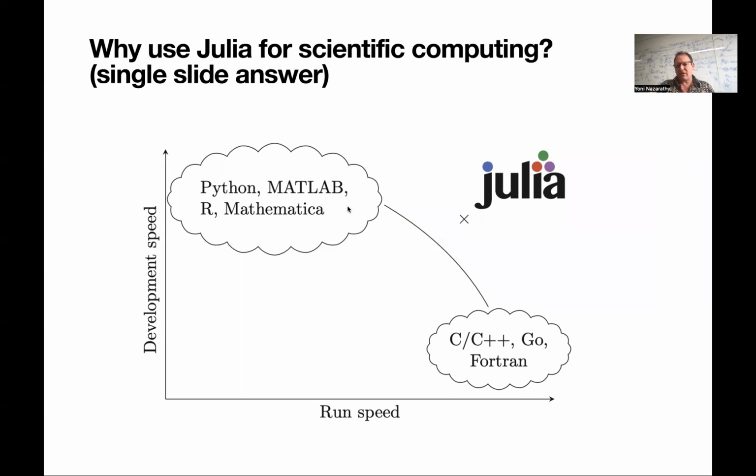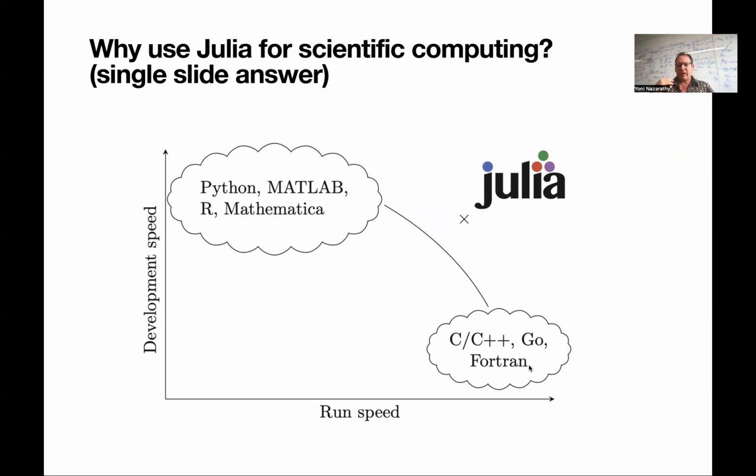Now, in general, there's this Pareto optimal frontier where most people would agree that if what you're looking for is run speed, then maybe go to C, C++, or Go or Fortran here on the bottom right. And these languages, it might take a bit longer to code, well, take significantly longer, and debug and test, but they will run fast.